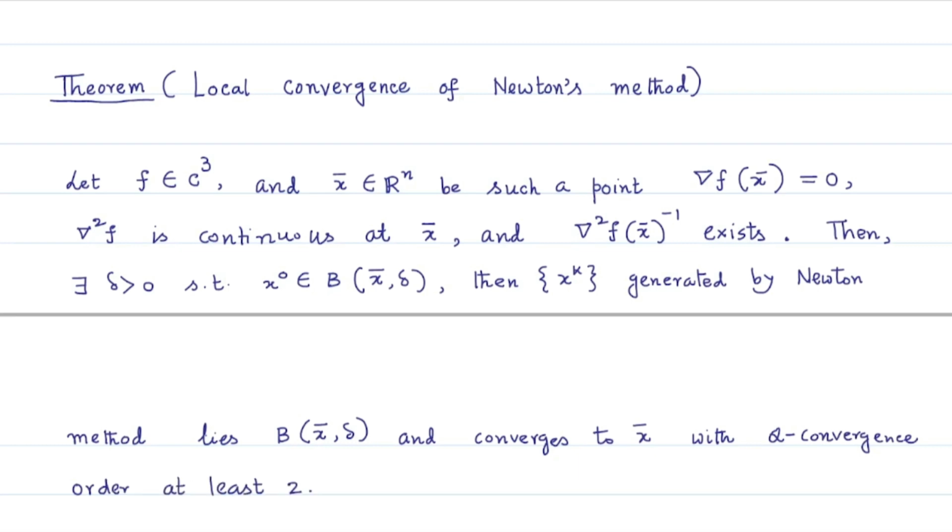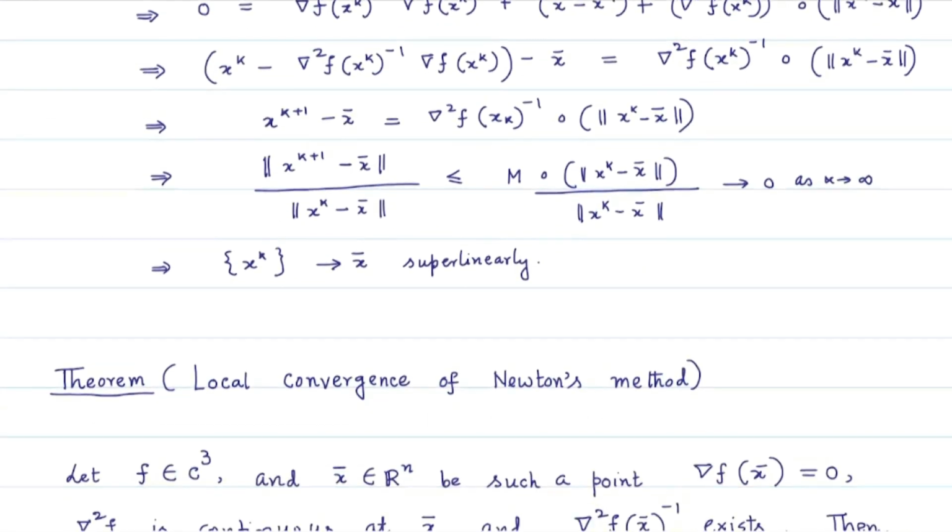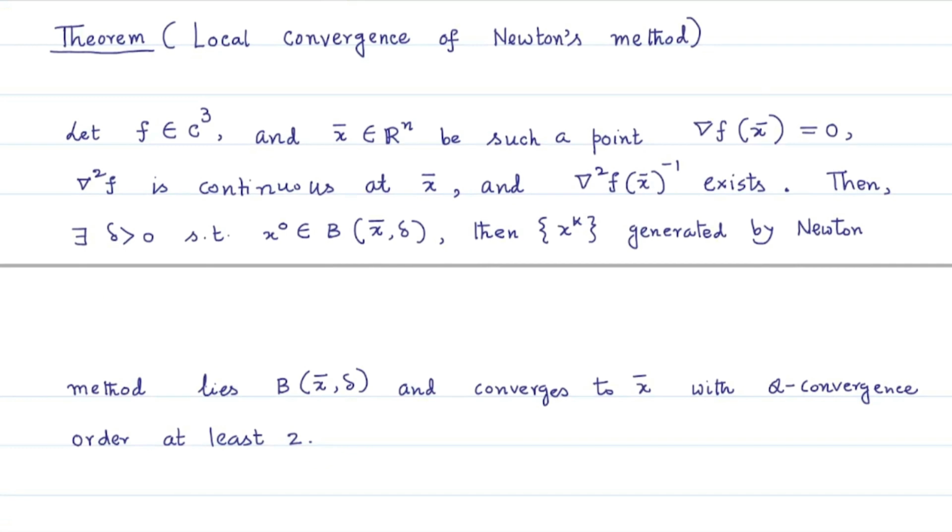Now let us go for proving this result. In proving this result, we see that according to the hypothesis, the Hessian matrix is assumed to be continuous at x bar and it has an inverse at the point x bar. So by this lemma that we have stated over here, let us name this lemma as lemma M, lemma for matrix, and thus the letter M is appended here. So by this lemma, we see that there exists a sufficiently close neighborhood of the point x bar in which the Hessian inverse exists and the Hessian inverse is continuous at the point x bar.